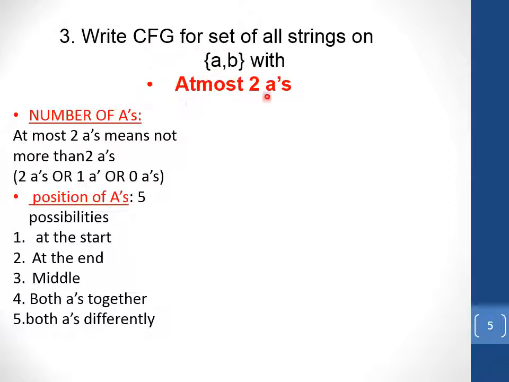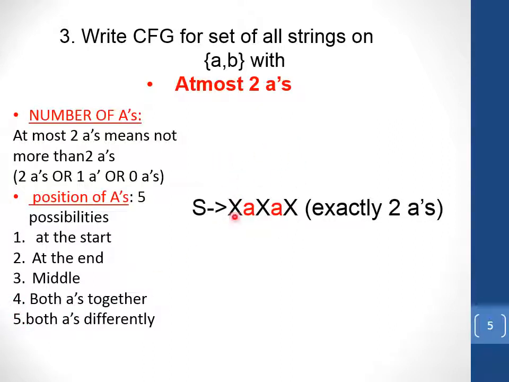Okay, so the position of A's is again not mentioned, so we'll think in 5 P's, that is the 5 possibilities: at the start, at the end, middle, together and differently. So we have to construct a grammar now that will satisfy all of these 6 restrictions. So the grammar is as follows.